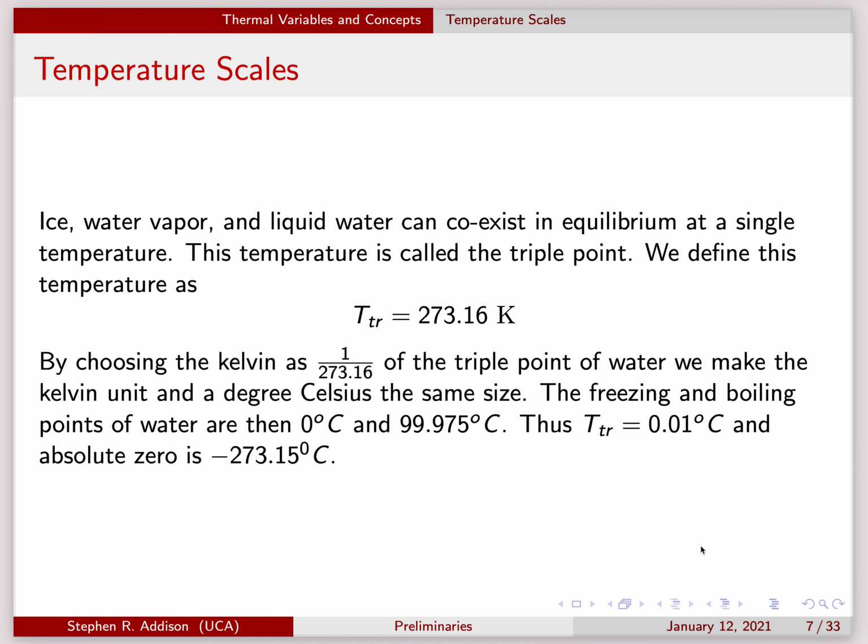What we want to do is make a Kelvin unit and a Celsius unit the same size, and by taking the fraction in the slide we can do that. That means that the freezing point of water is then 0 Celsius, the boiling point is 99.975 Celsius, and the triple point is 0.01 Celsius, and it gives absolute zero as minus 273.15. Notice that in most cases we'll ignore the point at 15 and just use minus 273. So that's a point that we use to fix our temperature scales.